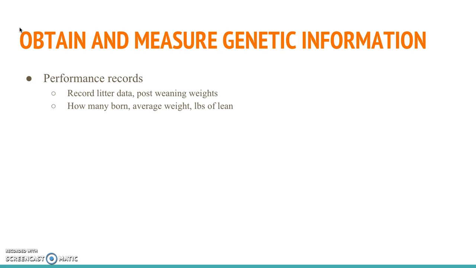Next, we must obtain previous recorded genetic information. That way we can determine how to genetically improve the swine. Some of the main previous information we can obtain are litter data, which include such things as litter size and the average weight of the pigs. That way we can know which parents are producing the best offspring, and then we can better know how to breed based on that information.